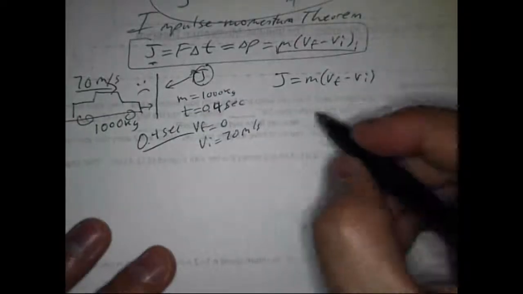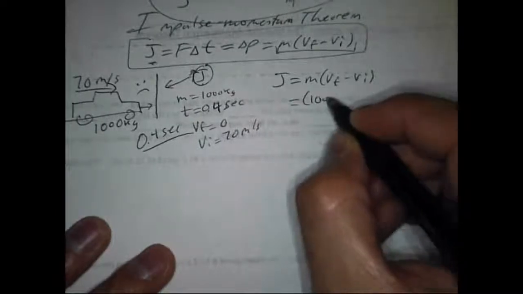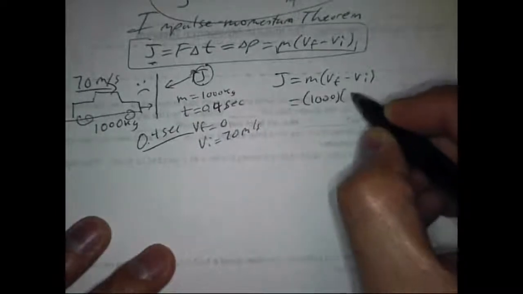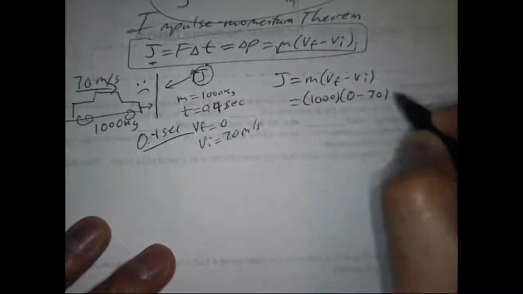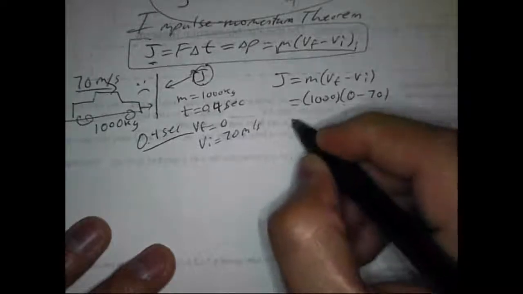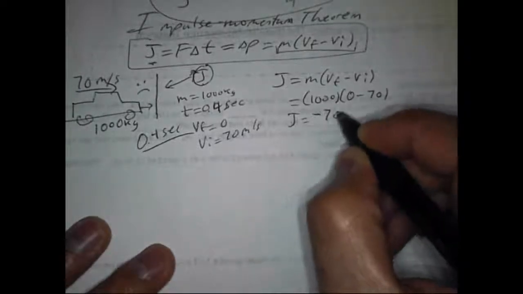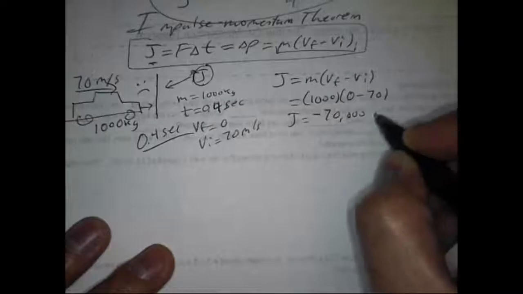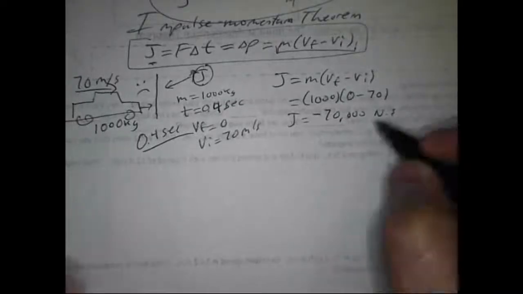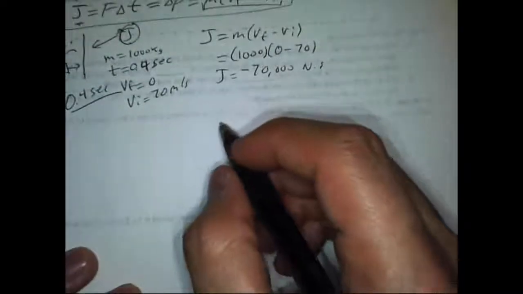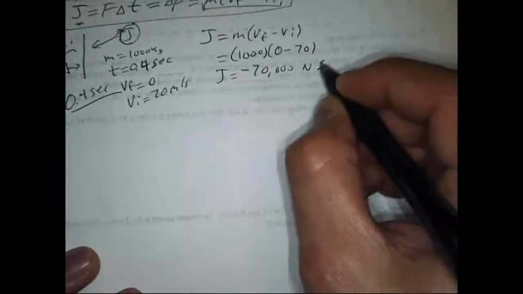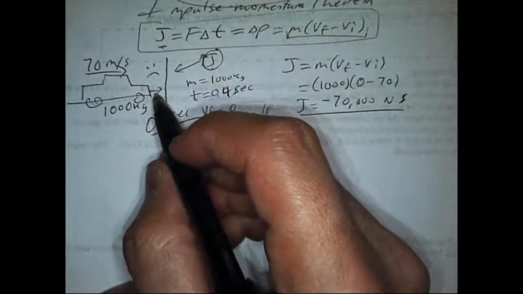And now it gets really easy because all I need to do is plug in my numbers. Final velocity 0, initial velocity 70, and this gives me an impulse of negative 70,000 Newton seconds or kilogram meters per second, whichever you prefer. Both are technically correct in this case. So that's the impulse required when your car runs into a brick wall in order to bring your car to a complete stop. Quite a large impulse, quite obviously.